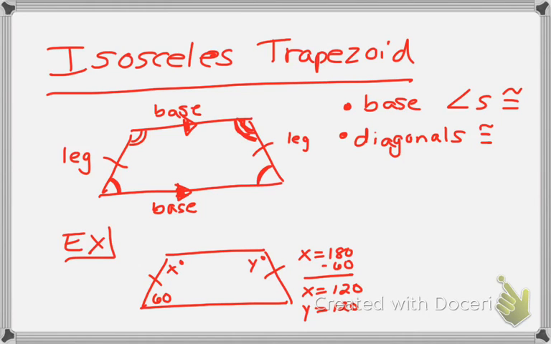Okay, so in an isosceles trapezoid, your base angles are going to be congruent. And if I really want to find that lower right-hand angle, that would just be another 60 degrees. Okay, so those are our angles inside an isosceles trapezoid. We've got our angles inside of a regular trapezoid.